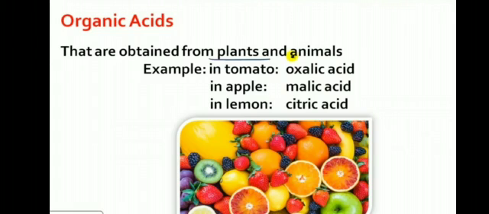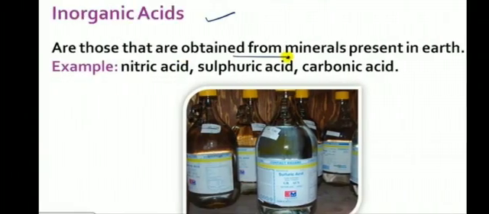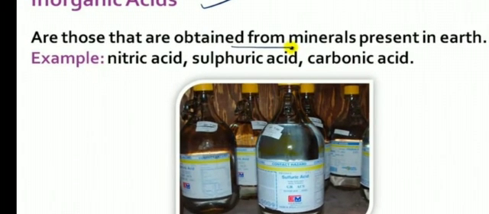Now, what are organic acids and mineral acids? Organic acids are those substances which are derived from plants and animals. For example, oxalic acid present in tomato, citric acid present in lemon and oranges, tartaric acid present in tamarind, etc. While mineral acids, these are derived from minerals. For example, sulfuric acid, hydrochloric acid, nitric acid, etc.